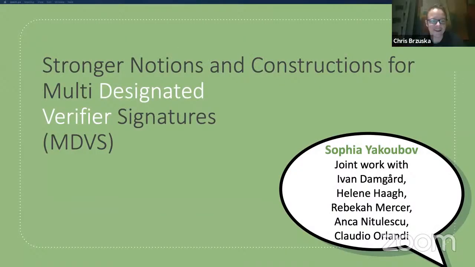Excellent. All right. So the next talk is about stronger notions and constructions for multi-designated verifier signatures by Ivan Damgaard, Helene Haagh, Rebekah Mercer, Anca Nitulescu, Claudio Orlandi, and Sophia Yakoubov. And Sophia is going to give the talk. Thanks so much for the introduction. So this talk is about multi-designated verifier signatures, or MDVS for short.